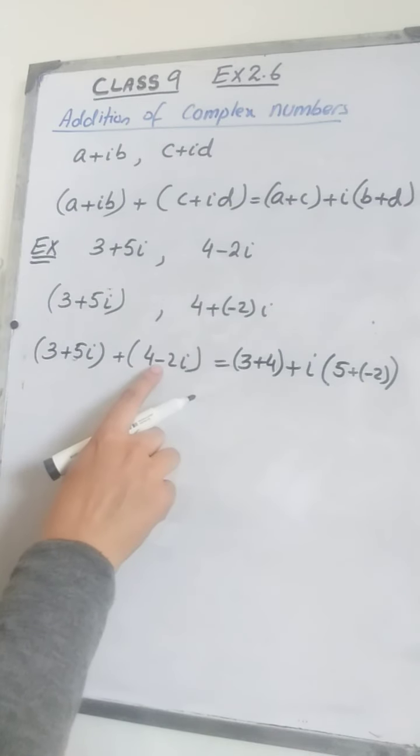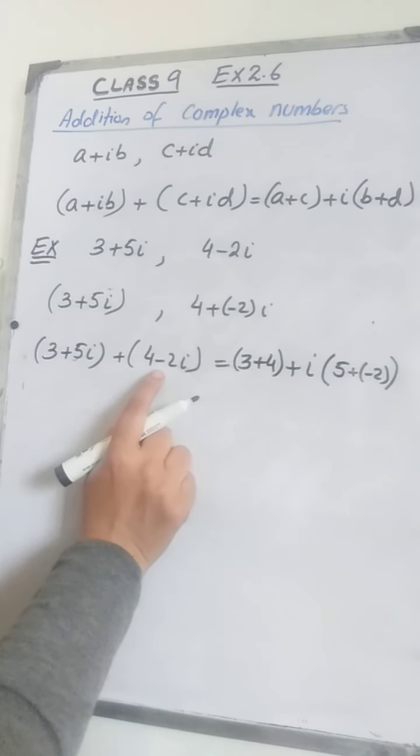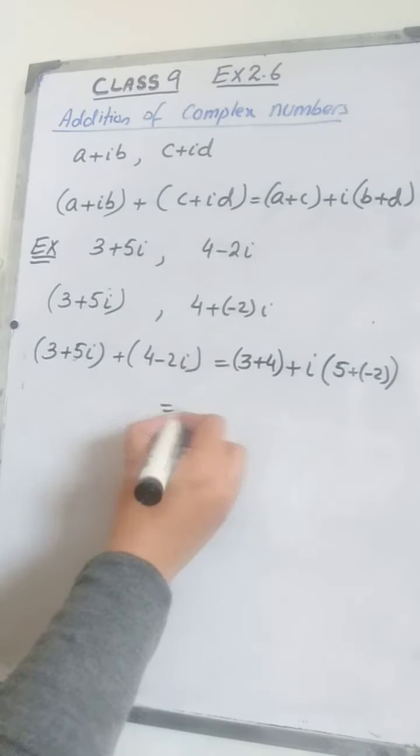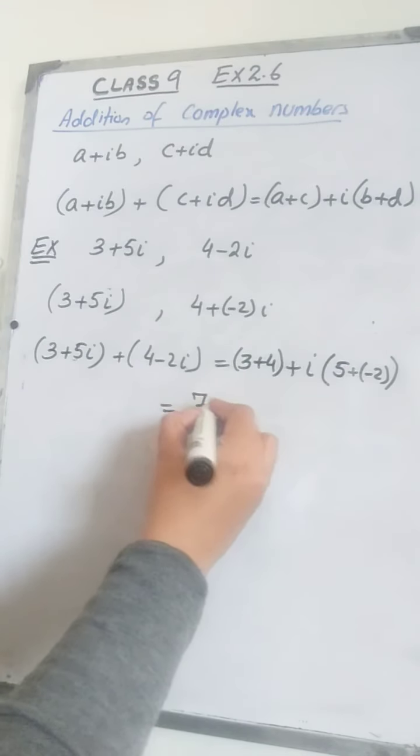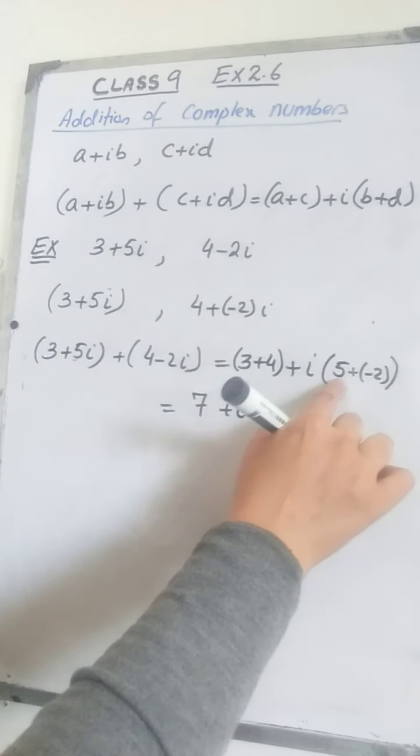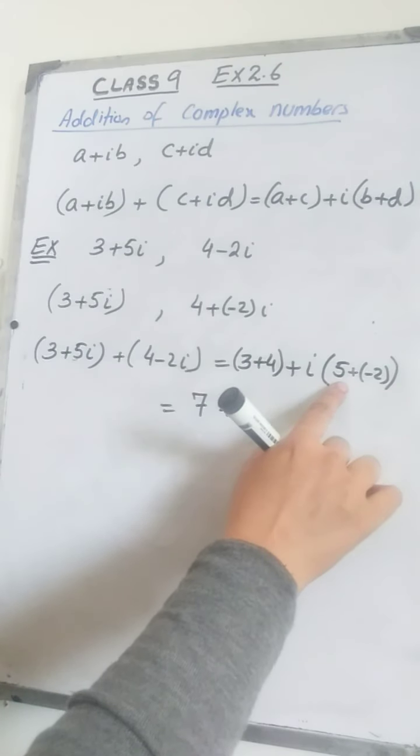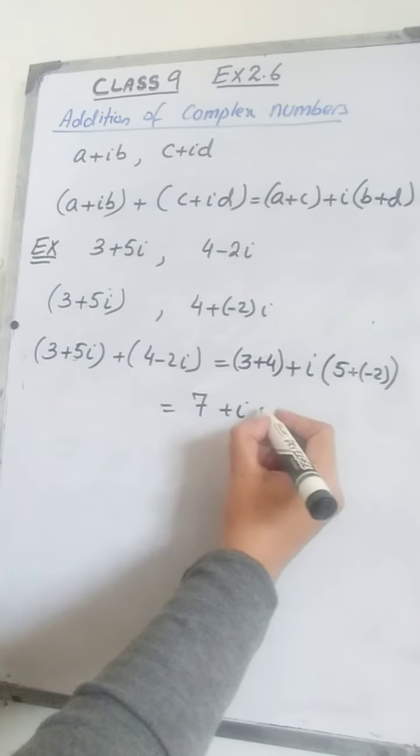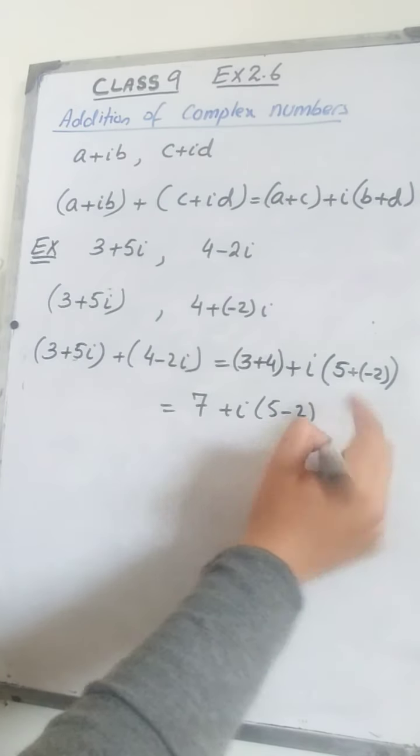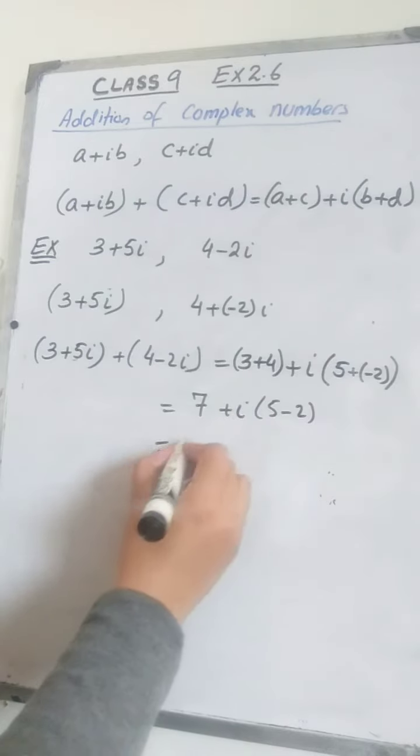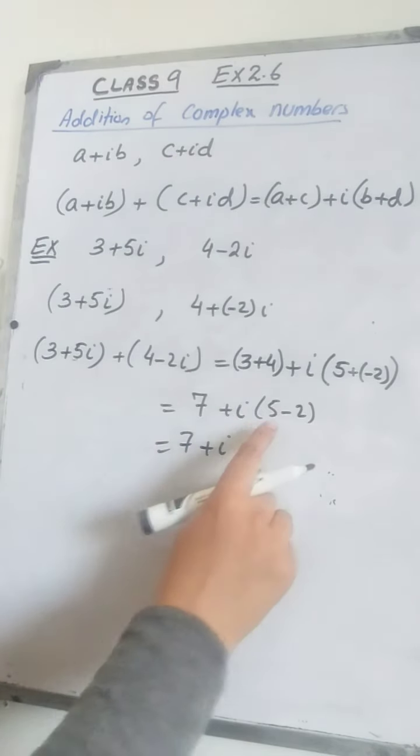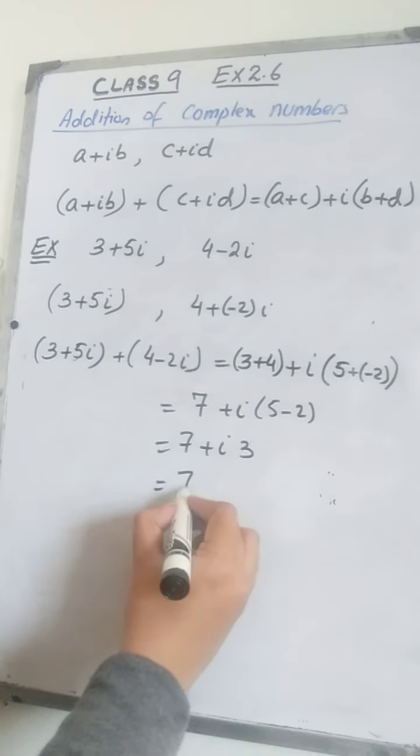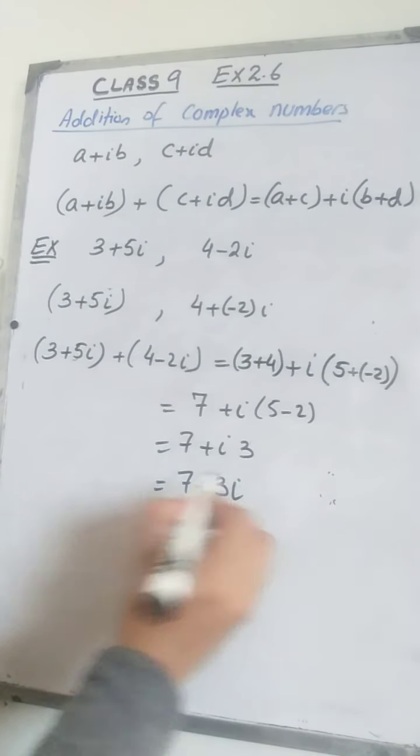Pick the imaginary part with the sign. Don't forget to write this negative sign over here. 3 plus 4 is 7, plus iota times 5 plus minus 2, which is 5 minus 2, and that gives you 3. So the number will be 7 plus 3 iota.